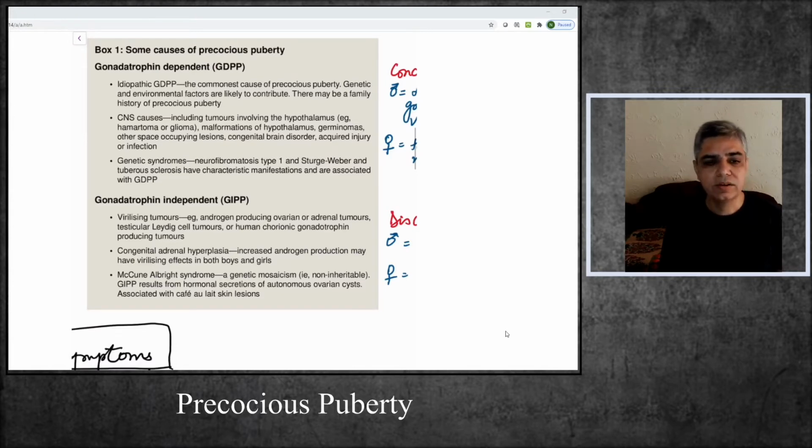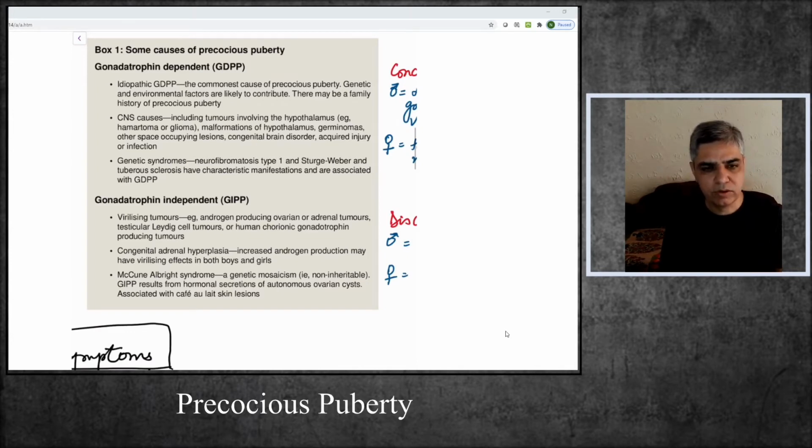Another rare reason for precocious puberty is McCune-Albright syndrome, especially in girls. McCune-Albright syndrome is a genetic mosaicism. It's not an inheritable condition, and what it does is lead to an overproduction of hormones from different organs, and it leads to formation of ovarian cysts, which are constantly producing estrogens.